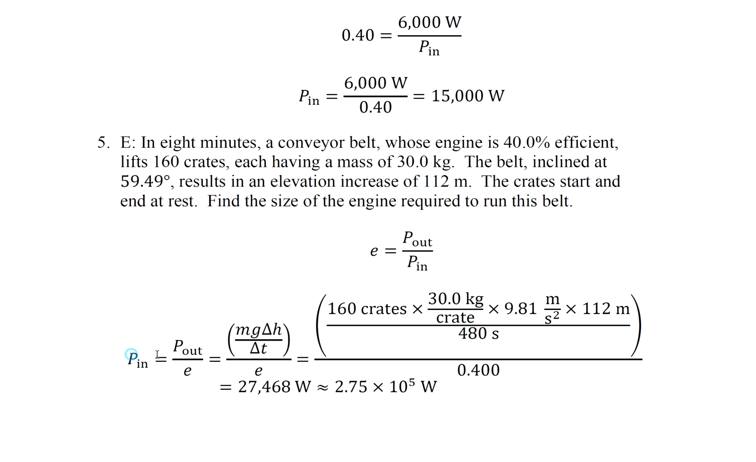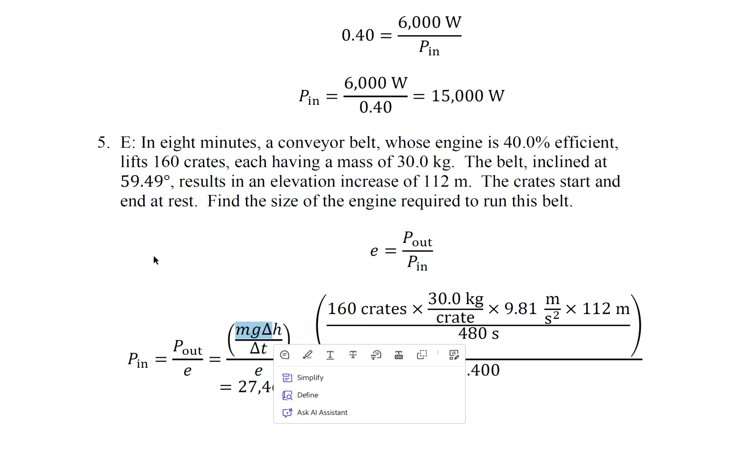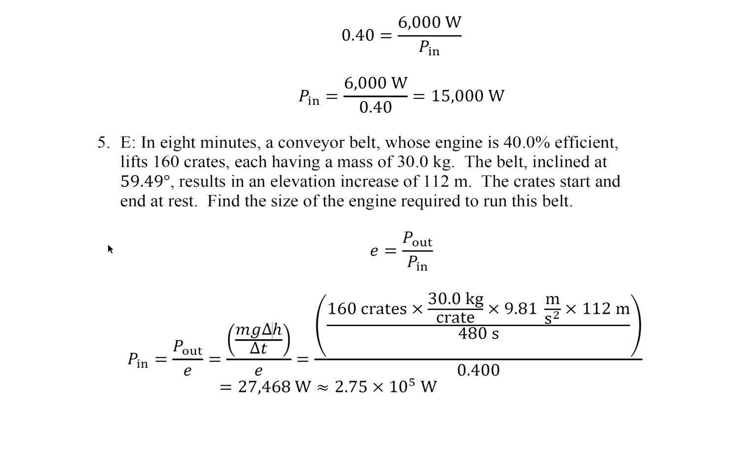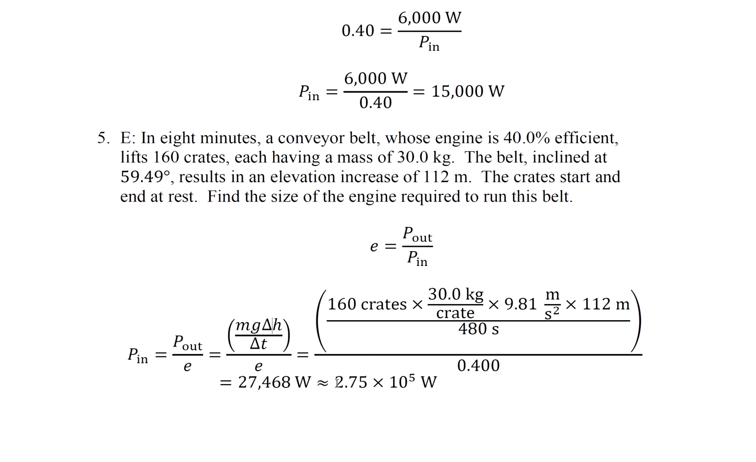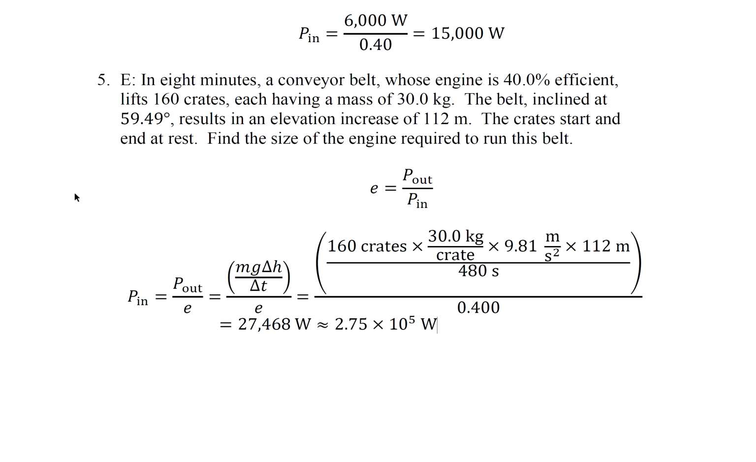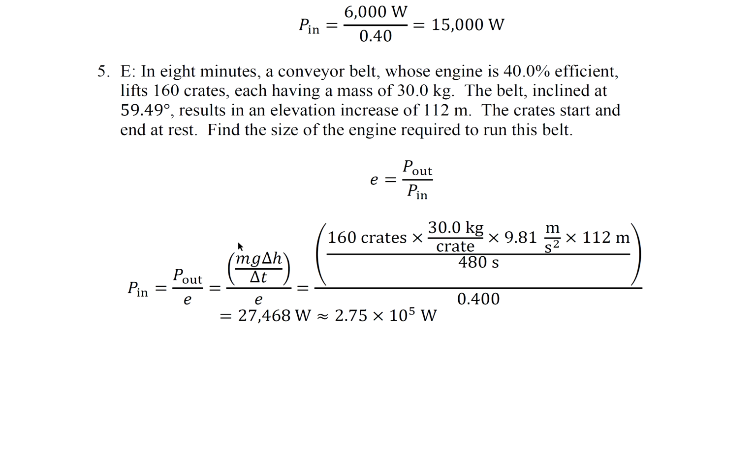So power in is going to be P out over E. P out is going to be mg delta H over delta T. And all of these values we were given, or we know, and we could divide by the efficiency to get the power in. This should say 2.75 times 10 to the 4, not 5, times 10 to the 4.